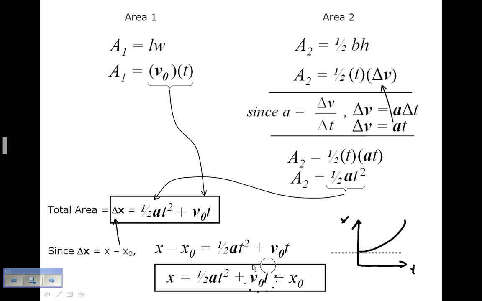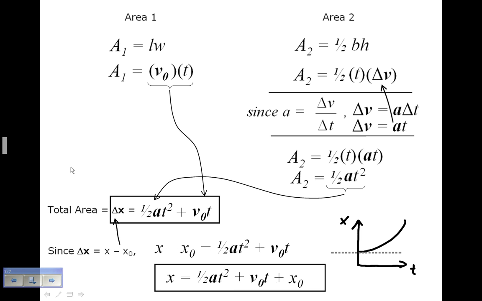You might not see all of these terms, okay? You might, in fact, just see 2 of the 3, or even just 1 of the 3, depending on what your values are. What I mean by that, if the initial velocity is 0, this term disappears. If the initial position is 0, this term disappears. If the acceleration is 0, this term disappears. Okay, so you may have a case of constant velocity.